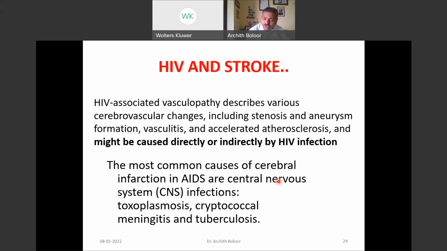And you may have opportunistic infections that can come in HIV, be it tuberculosis, histoplasmosis, toxoplasmosis, primary CNS lymphomas. All of them are prothrombotic and they can cause stroke-like episodes. So it's very important. HIV patients can get stroke, and HIV patients can get space-occupying lesions. We have to evaluate thoroughly. Imaging is needed to differentiate them.